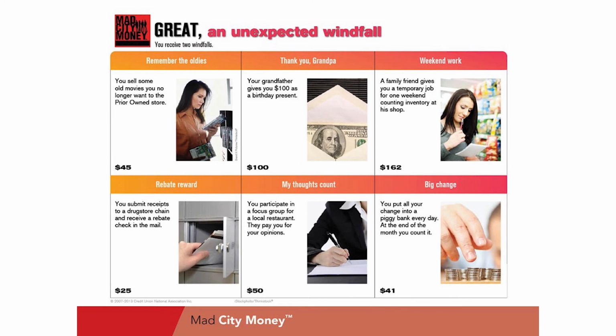Weekend work. A family friend gives you a temporary job for 1 weekend counting inventory at a store. Rebate reward. You submit receipts to a drugstore chain and receive a rebate check in the mail. My thoughts count. You participate in a focus group at a local restaurant. They pay you for your opinions. And big change. You put all your change into a piggy bank every day. At the end of the month, you count it. You do receive 2 of those, so we'll pause here for you to make your selection.